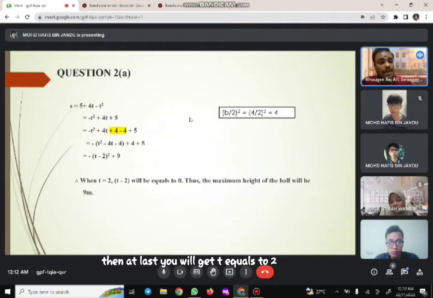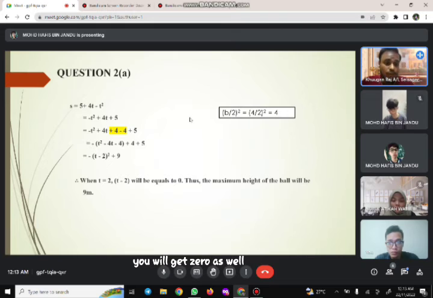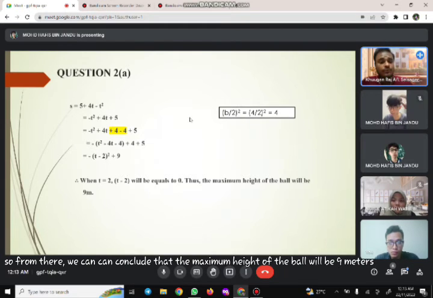Then at last you will get t equals 2. So when you substitute t equals 2 into t minus 2, you will get 0 as well. So from there we can conclude that the maximum height of the ball will be 9 meters.